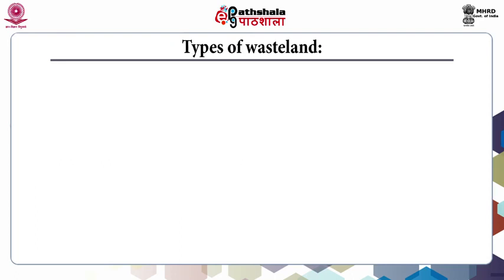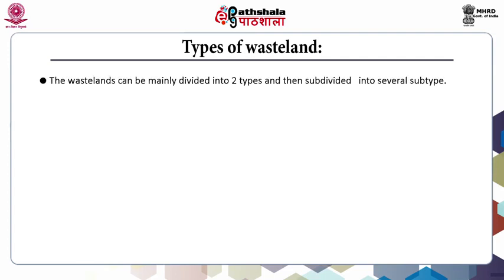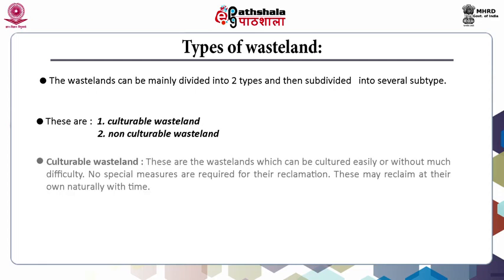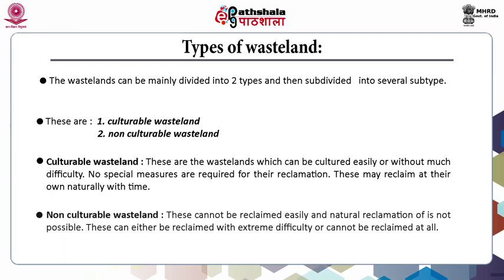Now, what are the different types of wastelands? The wastelands can be mainly classified into two types and then subdivided into several types. These two types are number 1 cultivable wasteland and number 2 non-cultivable wasteland. Cultivable wastelands are those which can be cultivated easily or without much difficulty. That is, no special measures are required for their reclamation. These may reclaim naturally with time, whereas non-cultivable wastelands cannot be reclaimed easily and natural reclamation of these lands is not possible. These can be either reclaimed with extreme difficulty or cannot be reclaimed at all.